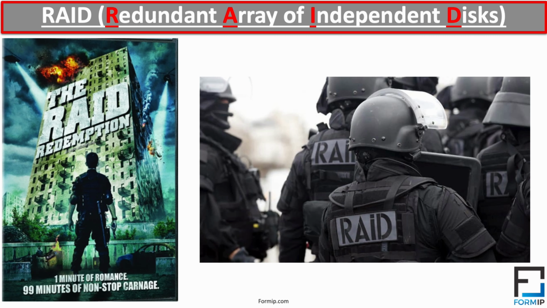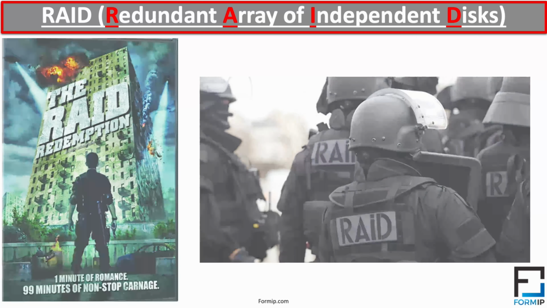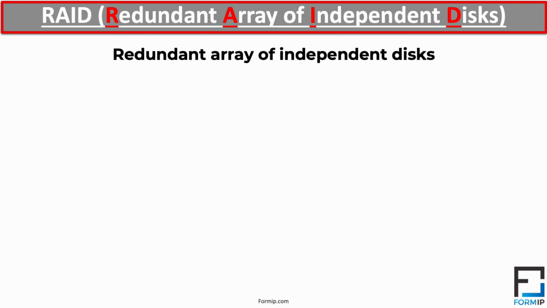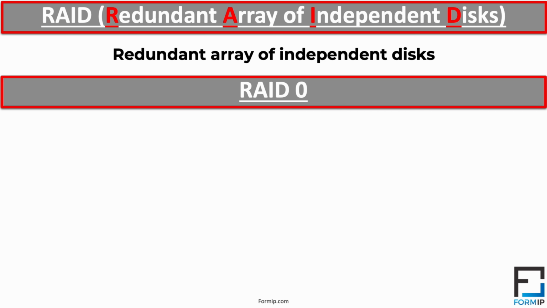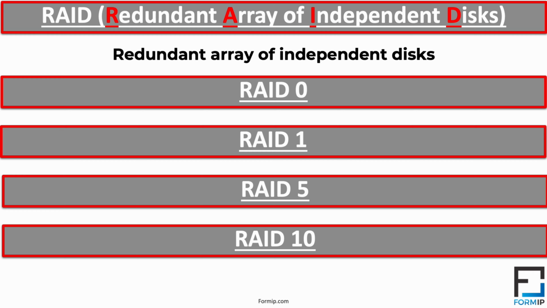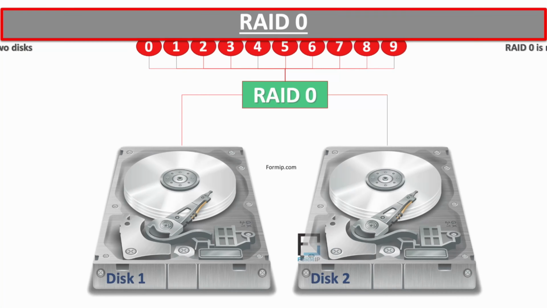So no, it's not a special unit. Rather, it is a set of measures to distribute storage between several hard drives. In fact, the word RAID stands for Redundant Array of Independent Disks. In a RAID configuration, data is copied to multiple disks, which means that in the event of a breakdown, no data will be lost. There are a total of 4 levels of RAID: RAID 0, RAID 1, RAID 5, and RAID 10, also known as RAID 1+0.